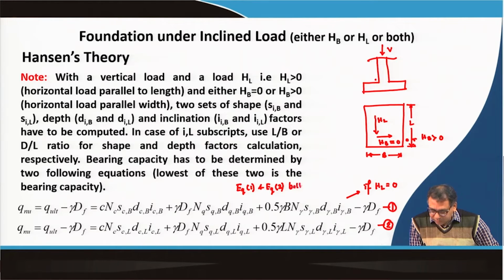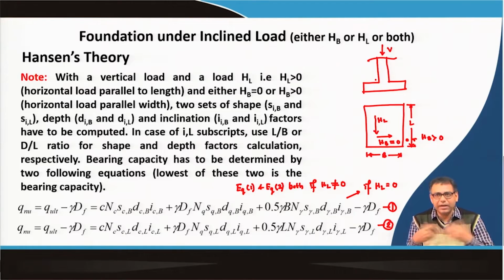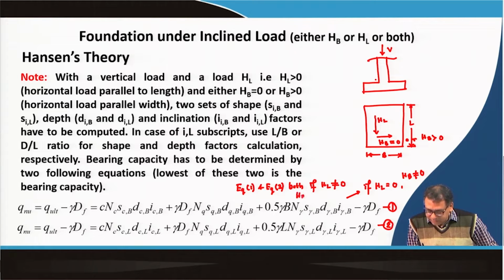both, if HL is not equal to 0. That means, HL is there. HB can be 0 or there can be HB also. So, that means, here HL is equal to 0 and HB is not equal to 0. That means, this is one case. Another case, we have to use equation 1 and 2 if HL is not equal to 0, but HB can be 0 or HB can be not equal to 0 also.